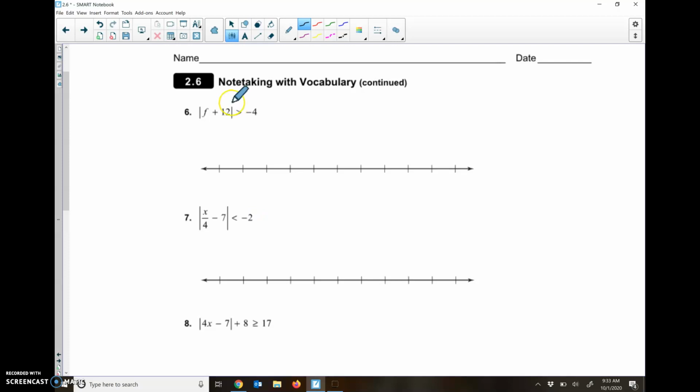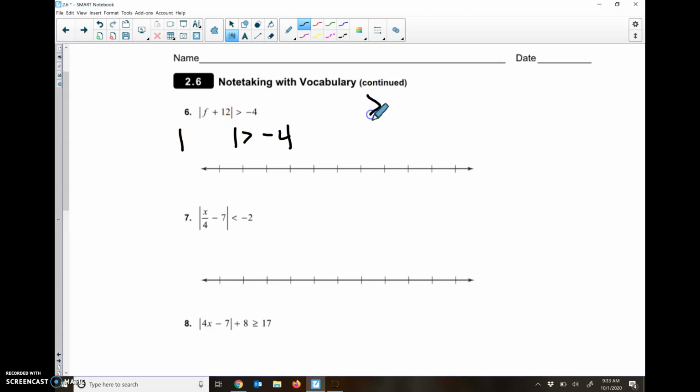And the reason for this is, no matter what goes in this box here, it's going to have to be bigger than a negative 4. Even if you pick like 0, 0 plus 12 is 12. The absolute value of 12 has to be bigger than negative 4. There's no way you're ever going to get an answer where the absolute value is not bigger than negative 4.